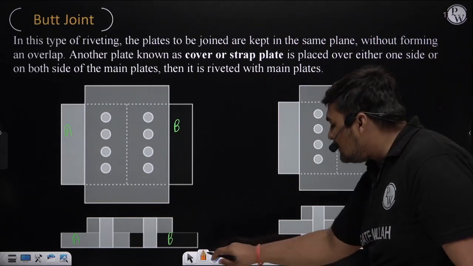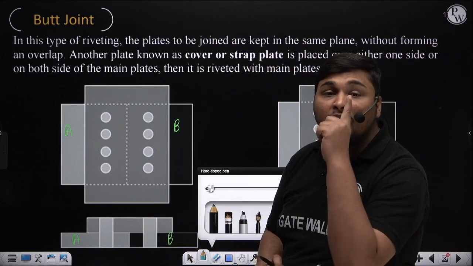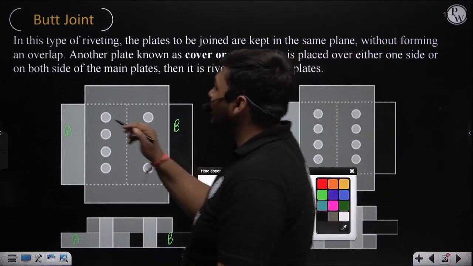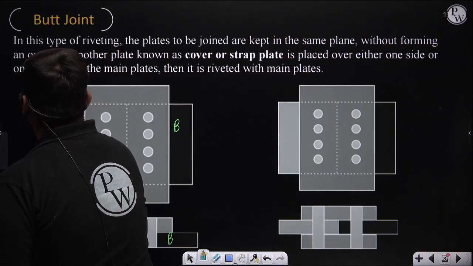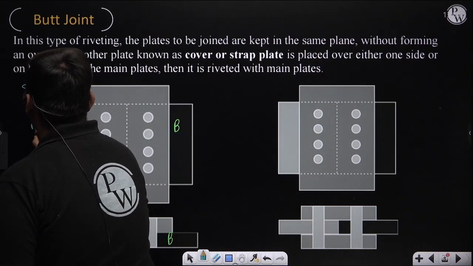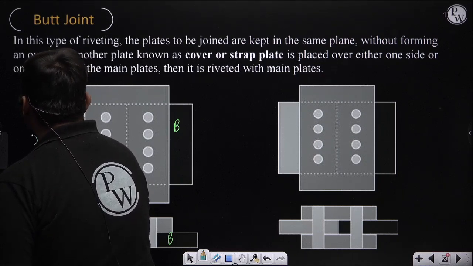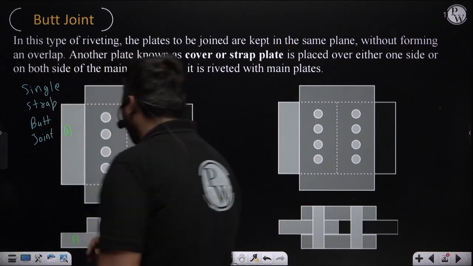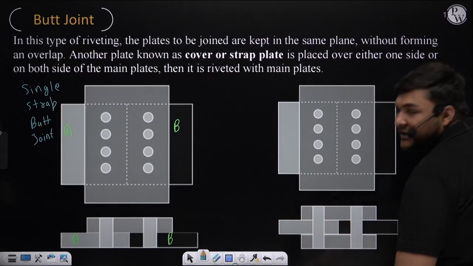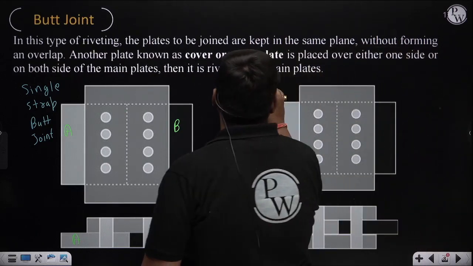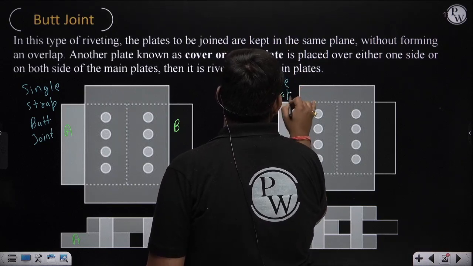So if we are placing this cover plate or strip plate on one side of the main plate, means we are using only one strip plate. So that butt joint is known as single strip butt joint. Okay, single strip means we are using only one strip plate, single strip butt joint. Okay, but if we are placing this cover plate or supporting plate or strip plate on both sides of the main plate, then that butt joint is known as double strip butt joint.